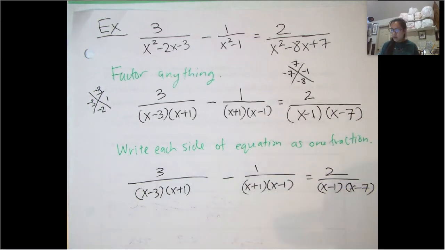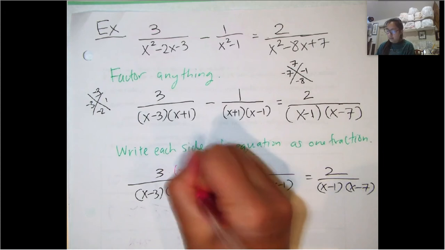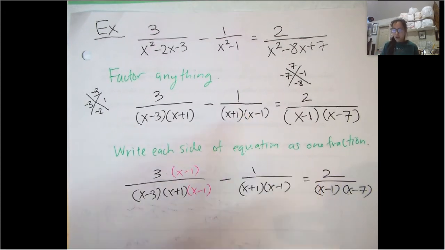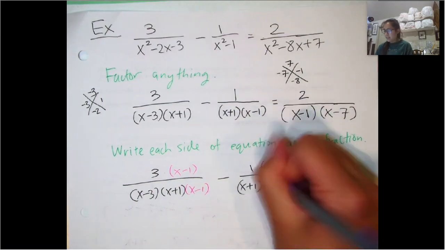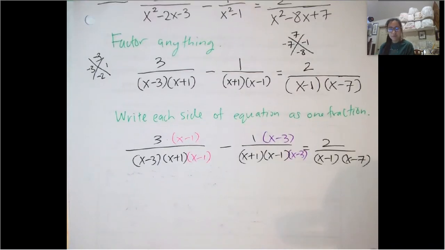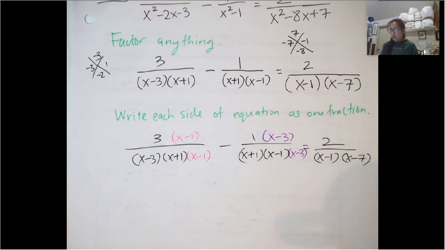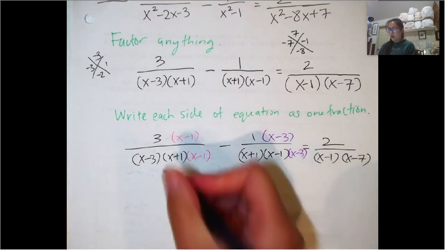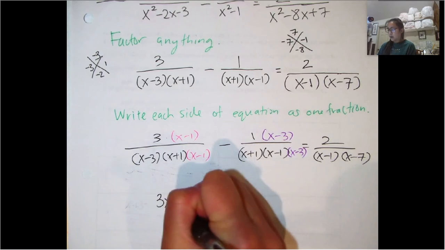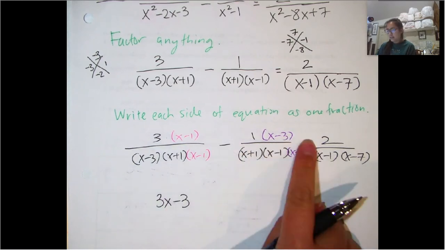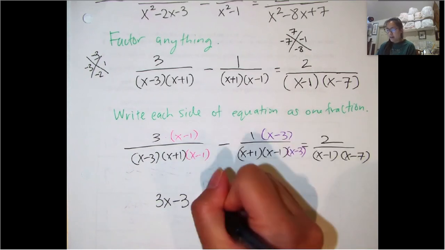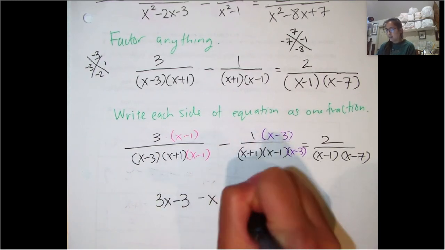Okay, so let's go ahead and do that. We're multiplying this one by x minus 1 over x minus 1 because that's the one that was missing, and this one by x minus 3 over x minus 3. If you multiply out the numerators, over here you have 3x minus 3. Then you distribute this minus sign, so -1 times each of these: minus 1x and then plus 3.